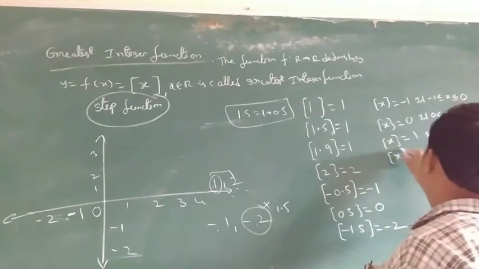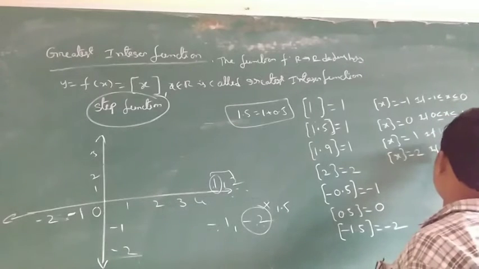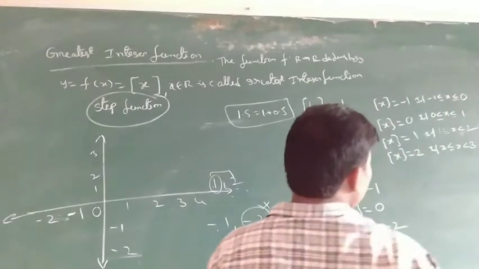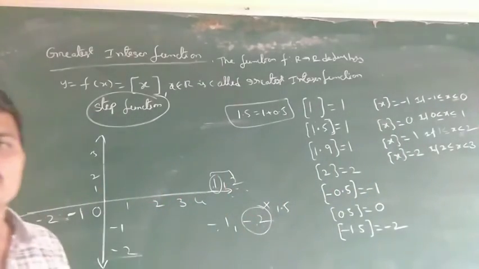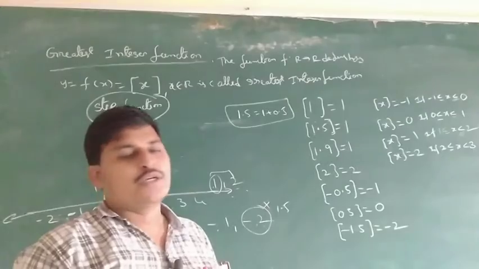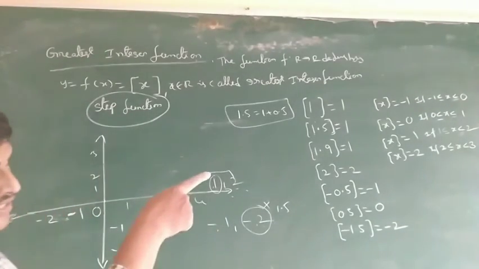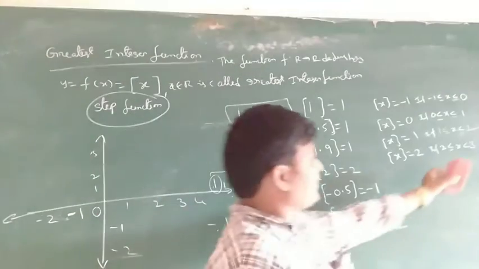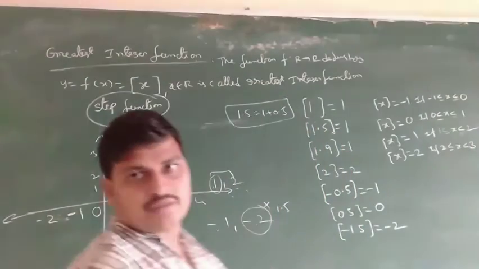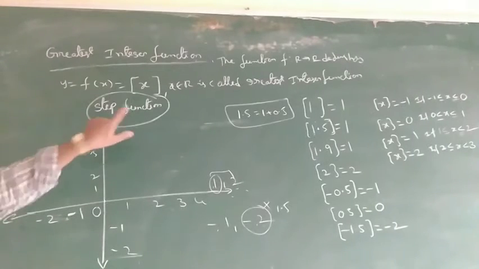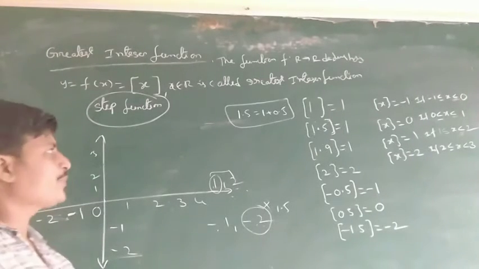Now step of x is equal to 2 when 2 is less than or equal to x less than 3. From 2 to below 3: 2.1, 2.2, 2.3, up to 2.9. When x equals 3, the step value goes to 3. So that's why it is less than 3, not less than or equal to 3. Okay, understand what is the meaning of greatest integer function? Greatest integer function is simply the step function.